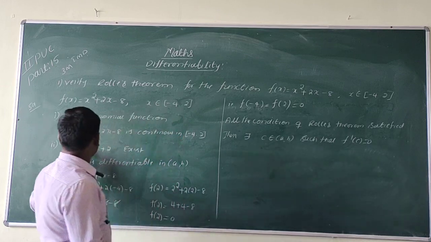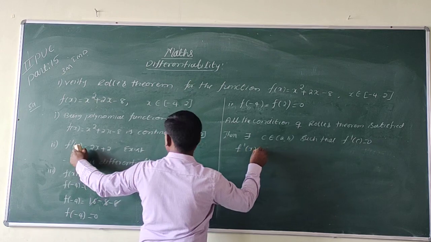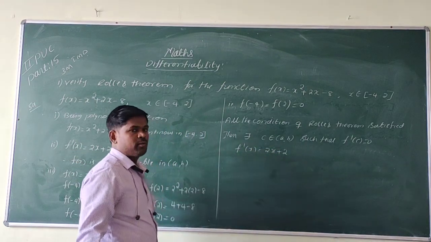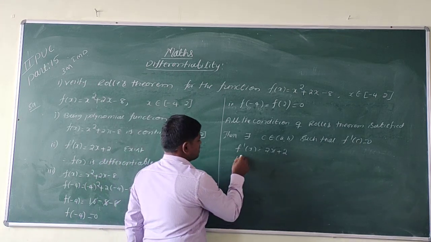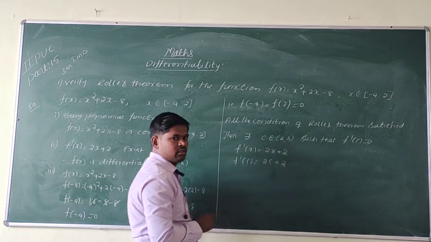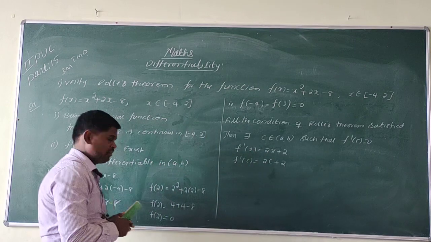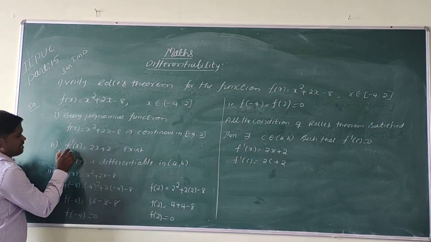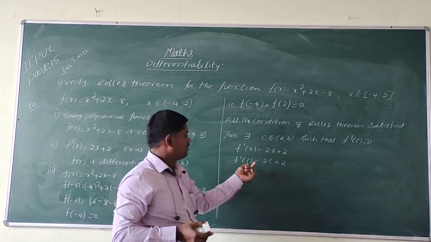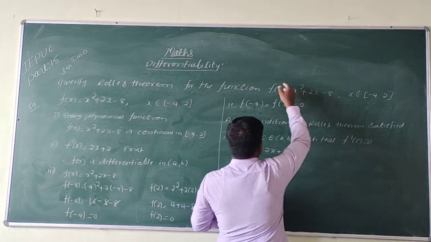So f'(x) is nothing but 2x plus 2. What about f'(c)? f'(c) is nothing but 2c plus 2. Is it clear? I just replace x by c. This is f'(x), which we already found: f'(x) equals 2x plus 2. So just we replace x by c. It satisfies all the conditions.